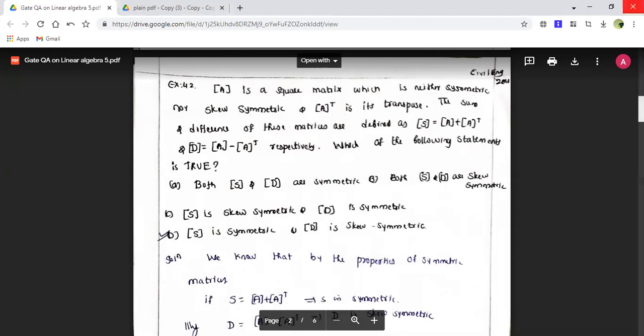They have given the options: both S and D are symmetric, both S and D are skew symmetric, S is symmetric but D is not symmetric, and so on, all the possible options in fact. So you have to see the options and find the correct one. Before that, in order to solve this example, you should know some properties of symmetric matrices.